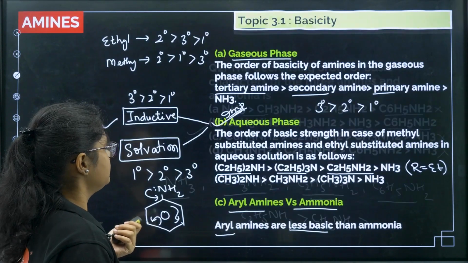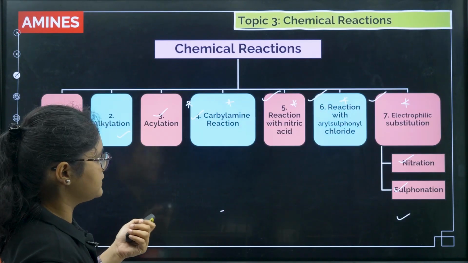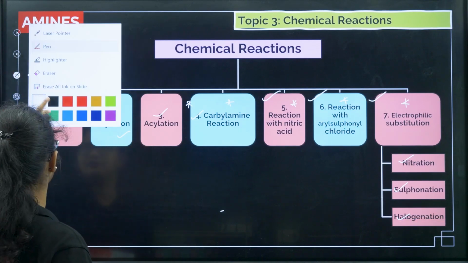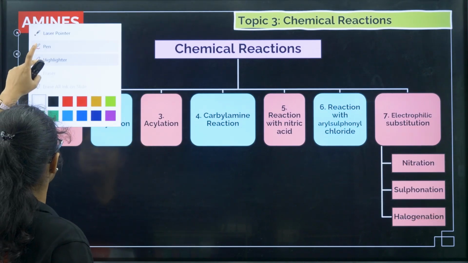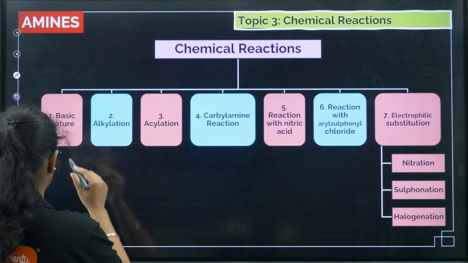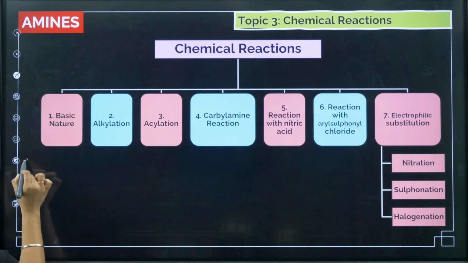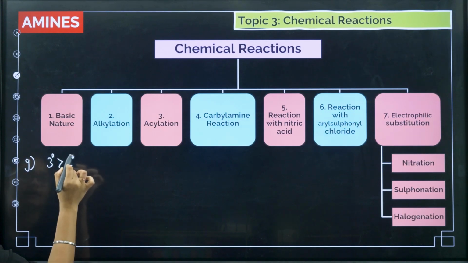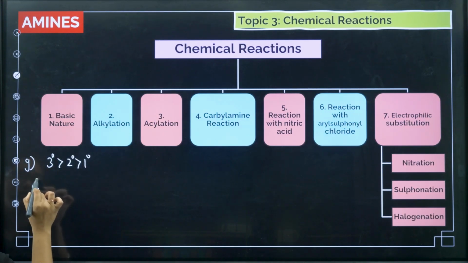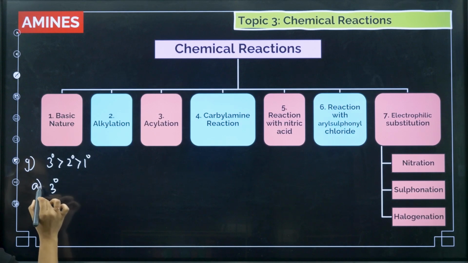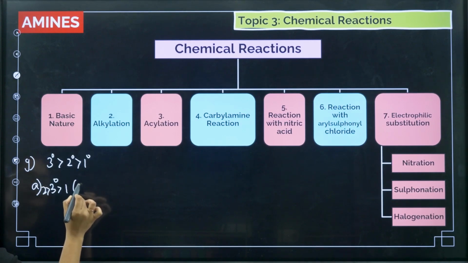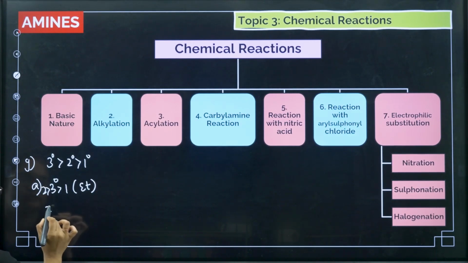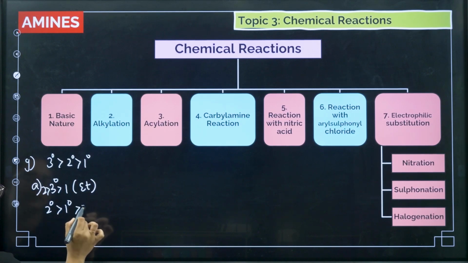Now let us revise the reactions and the reagents once again. Okay, so for basicity, what is the nature? In gaseous phase, what is the order? In gaseous phase it is 3 degree, 2 degree and 1 degree. In aqueous phase the order is 2 degree, 3, 1 if it is ethyl group, and it is 2, 1, 3 if it is methyl group.